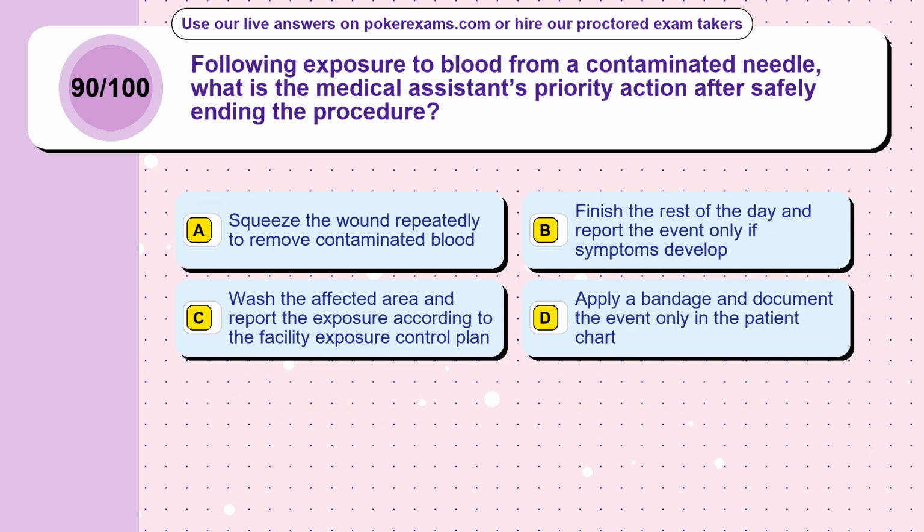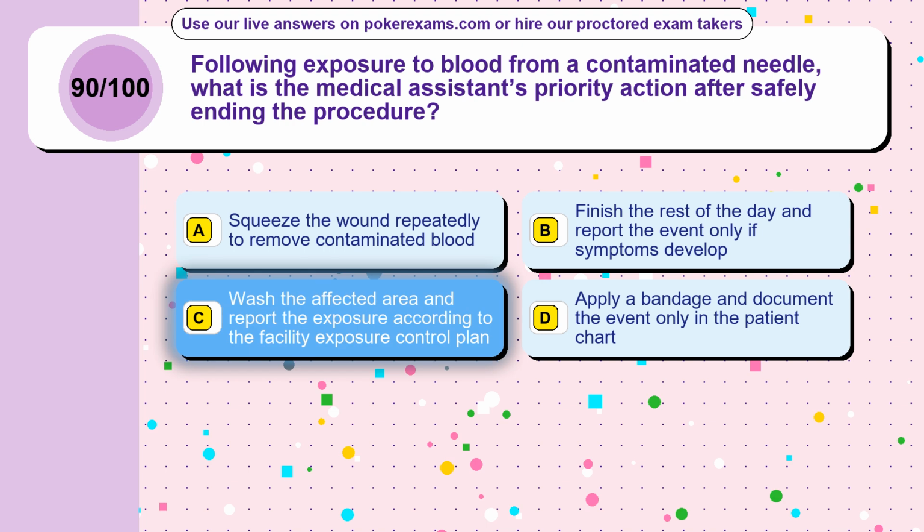Question 90. Following exposure to blood from a contaminated needle, what is the medical assistant's priority action after safely ending the procedure? Option A. Squeeze the wound repeatedly to remove contaminated blood. Option B. Finish the rest of the day and report the event only if symptoms develop. Option C. Wash the affected area and report the exposure according to the facility exposure control plan. Option D. Apply a bandage and document the event only in the patient chart. The correct answer is option C.